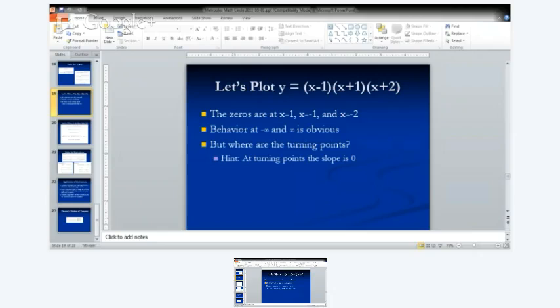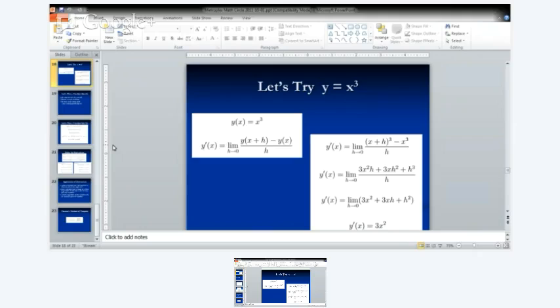So again, for y equals x cubed, we applied the same definition, and we got that the first derivative of y equals x cubed is 3x squared. Okay, let's see how we can apply the first derivative to do some interesting plots.